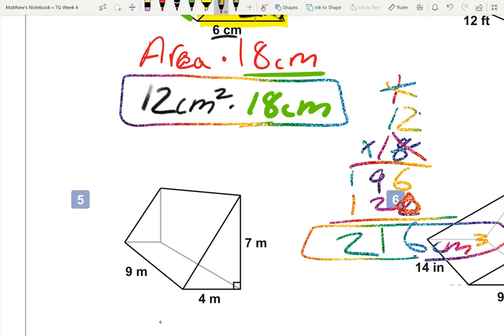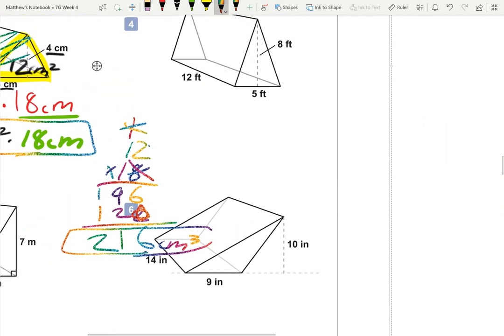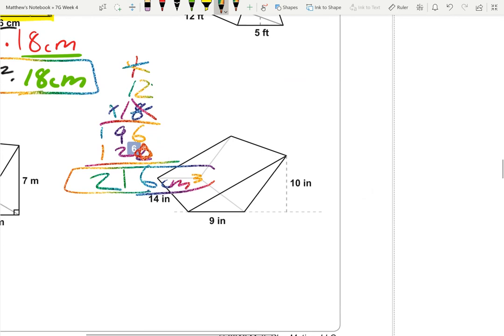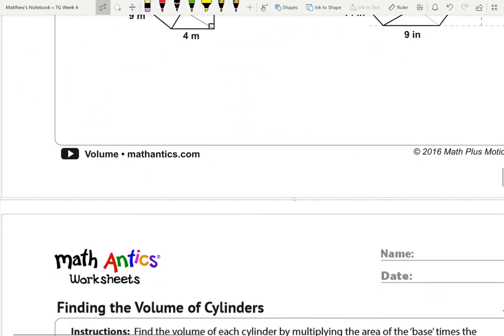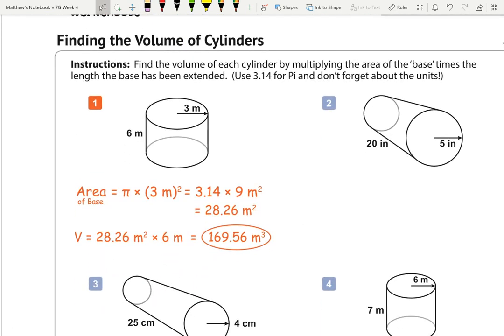216 centimeters cubed. All right, go ahead and try the rest of these problems here. We got 4, 5, and 6. And then we're going to move on to the volumes of cylinders.